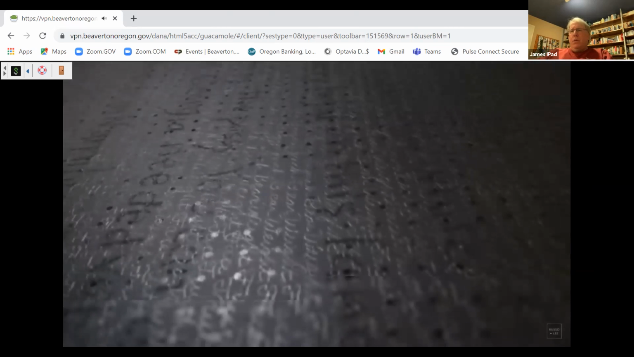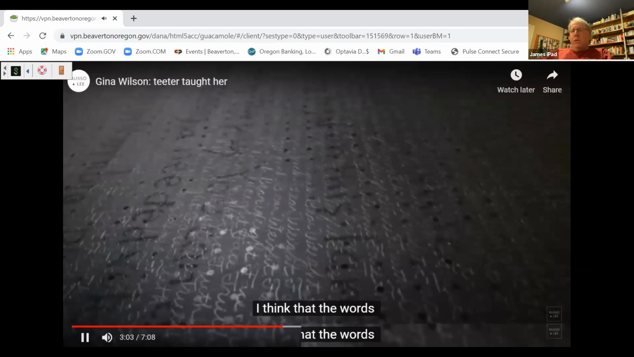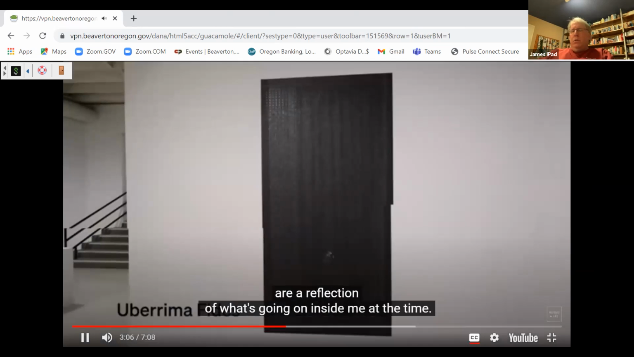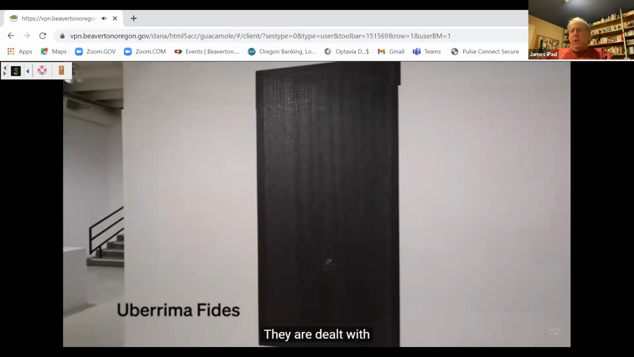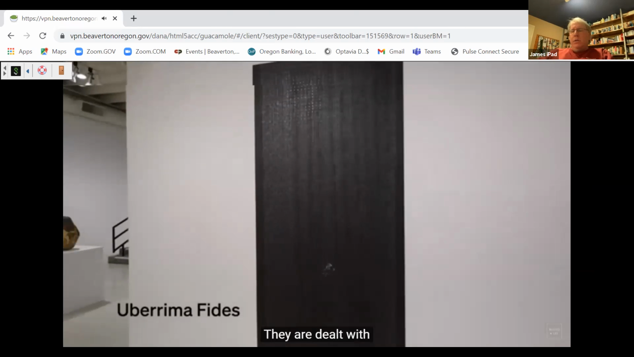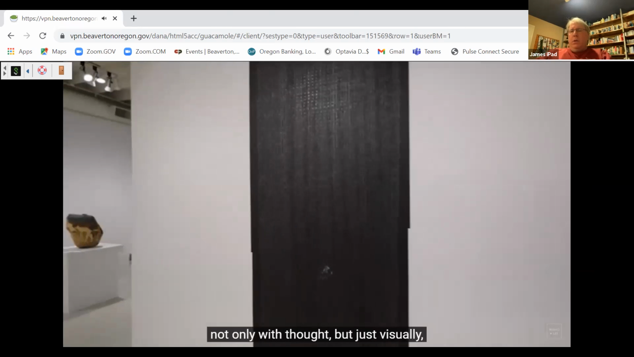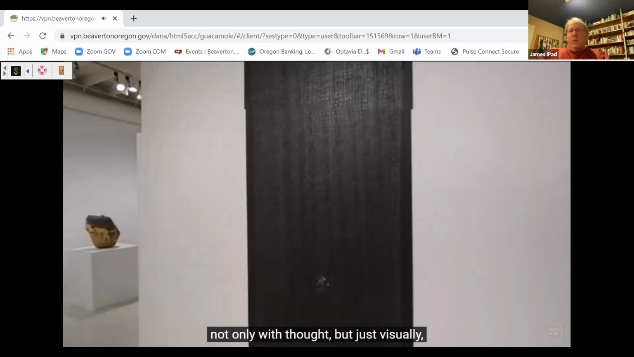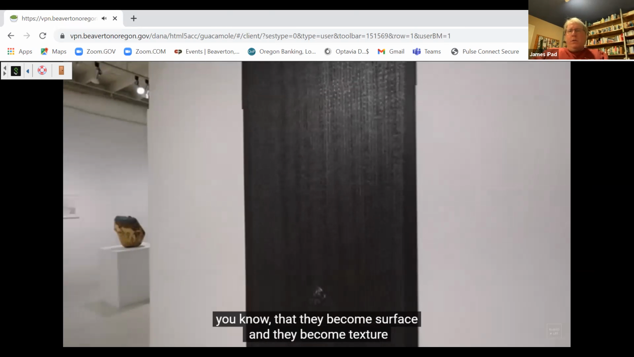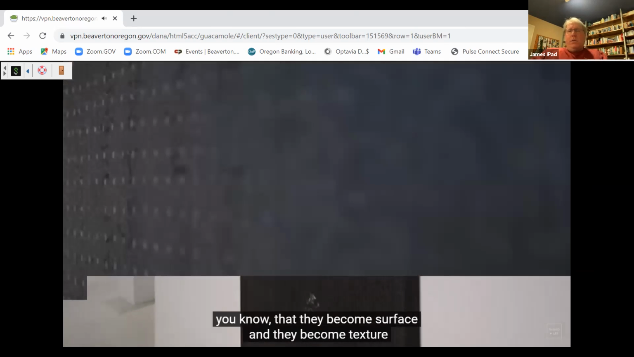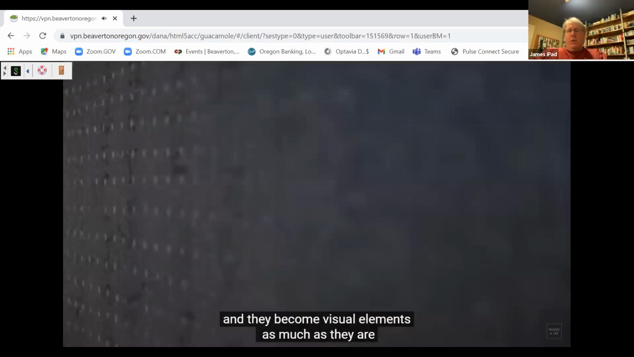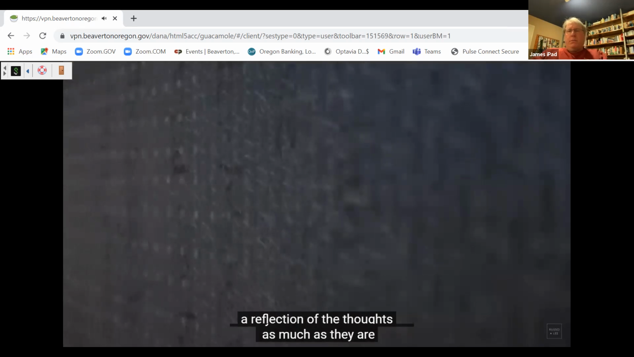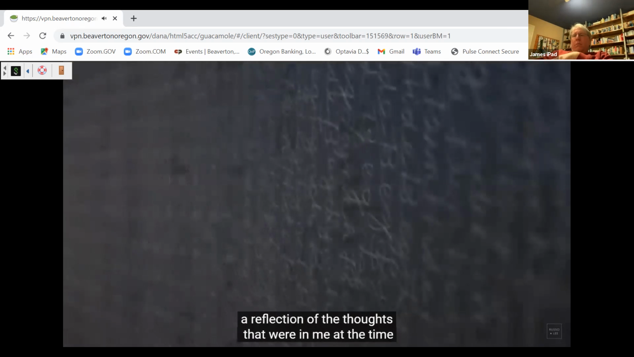I think the words are a reflection of what's going on inside me at the time. They are dealt with not only with thought, but just visually, you know, that they become surface and they become texture and they become visual elements as much as they are a reflection of the thoughts that were in me at the time.